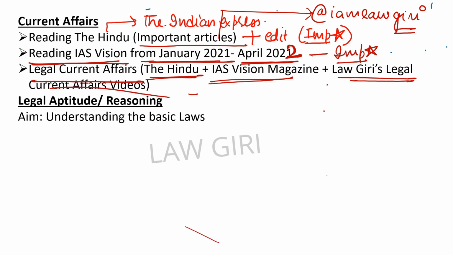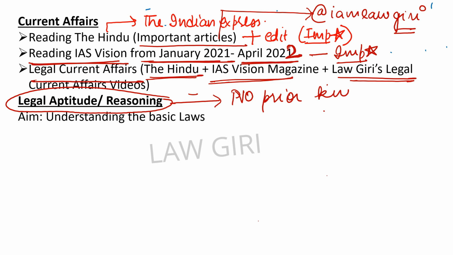Next is legal aptitude or reasoning. So we have seen that the reasoning part is going to be there. They're saying no prior knowledge of law is required. No prior knowledge of law is required. That is what they are telling us.